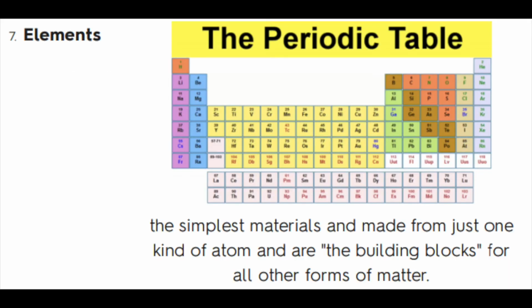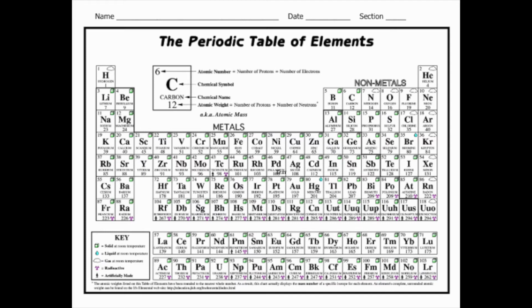And you look at the periodic table here. Let's start talking about elements. They're the simplest materials. They're made from just one kind of atom and are the building blocks for all other forms of matter. Those are some of the basic things to think about when we're thinking about elements. And you see the periodic table here. A lot of them are metals. Most of the elements are metals. Some are non-metals, and there are some that are really familiar: carbon, hydrogen, oxygen, calcium, iron, aluminum, things you've heard of before, and a lot you haven't.